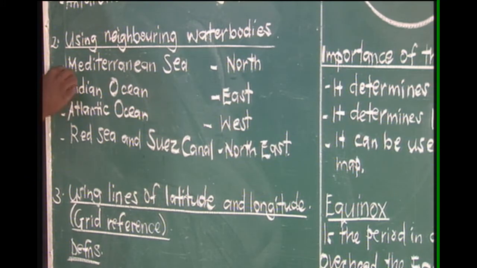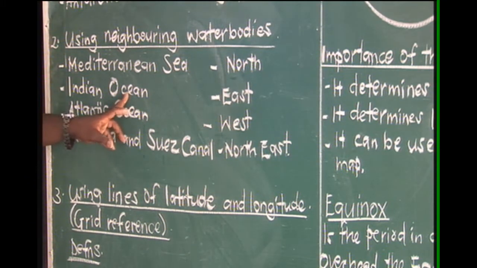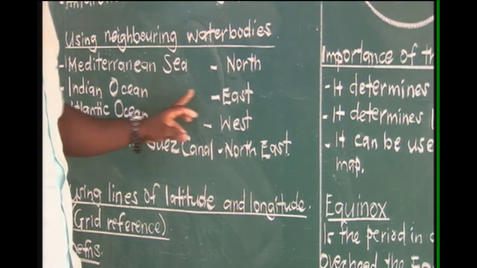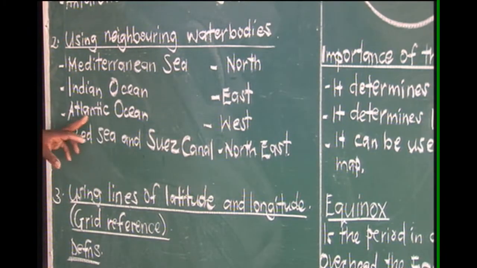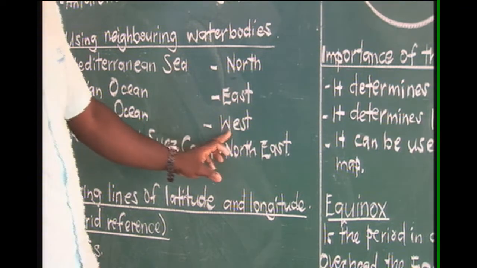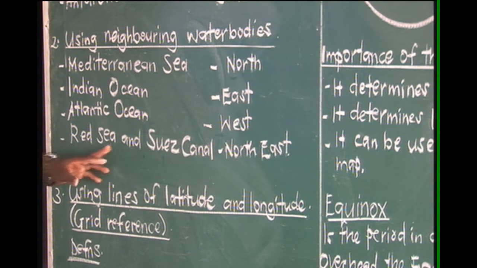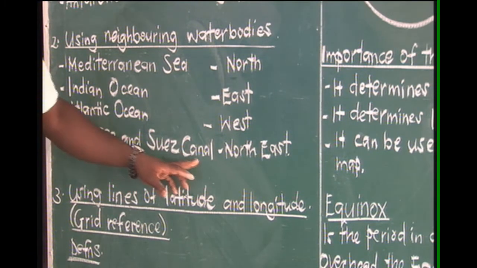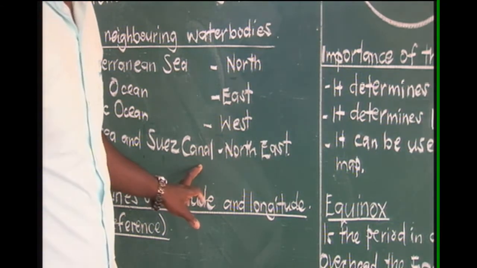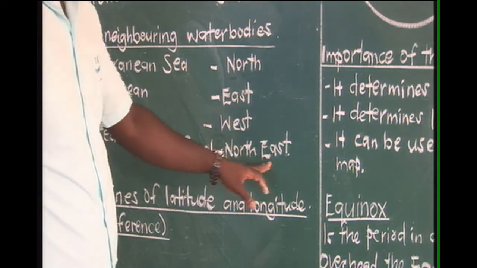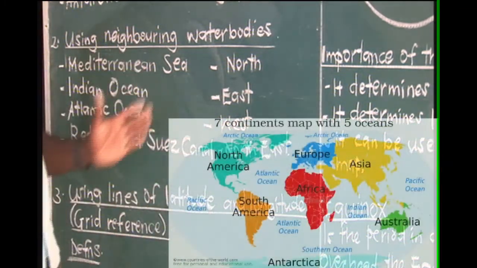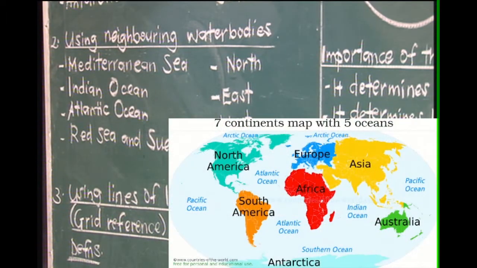Then in the east, we have the Indian Ocean. Indian Ocean, it is found on the eastern side of Africa. Then in the west, we have the Atlantic Ocean. Atlantic Ocean, it is in the west. And finally, we have the Red Sea, together with the Suez Canal, which is the longest canal in Africa, making Africa unique also. Those are found in the northeastern part of Africa, or they border Africa in the northeastern part. That is also what we need to understand about that.